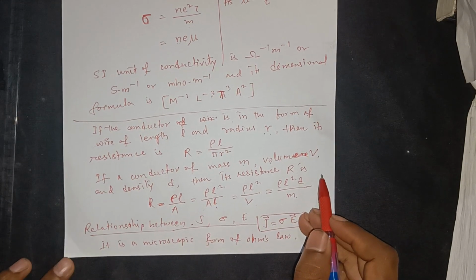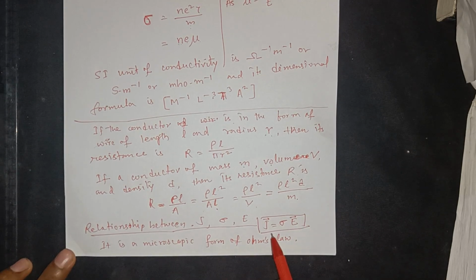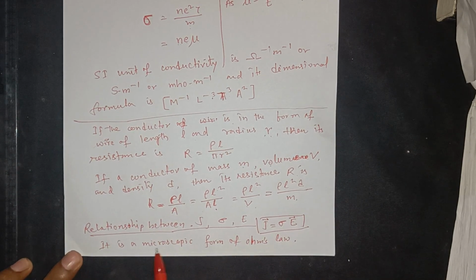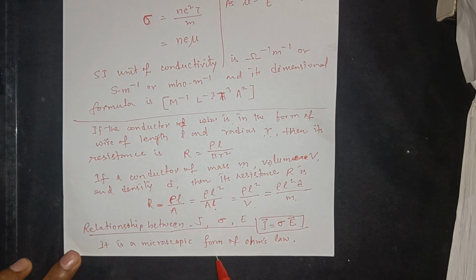The relationship between J, sigma and E: J is equal to sigma E. It is the microscopic form of Ohm's law.